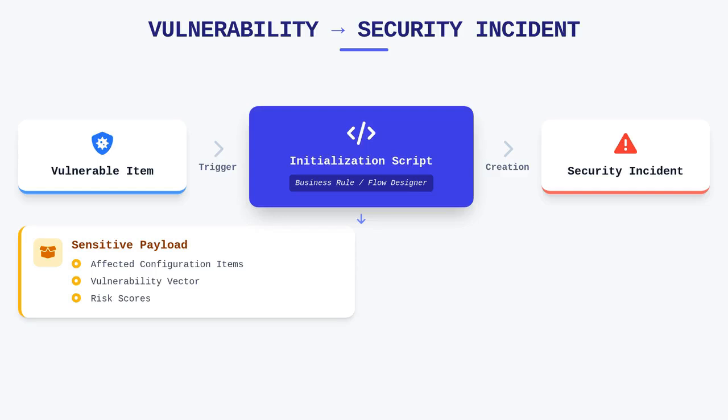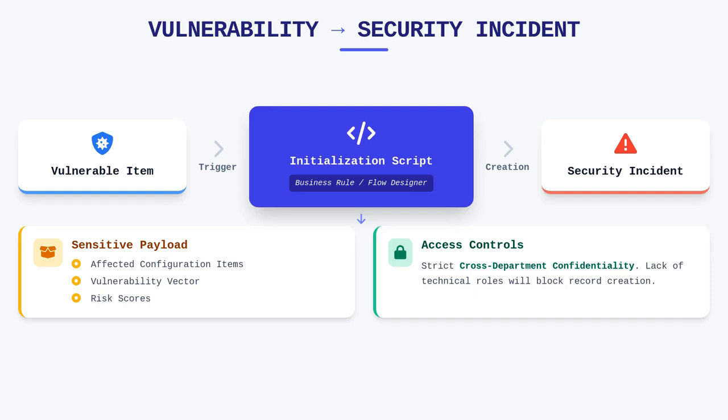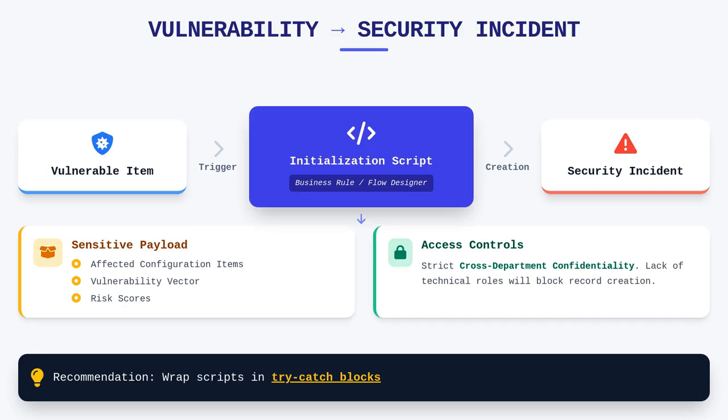We must treat this payload with extreme care because it often contains information that is subject to cross-department confidentiality controls. If a user does not have the necessary technical role or the correct departmental access, the platform will and should block the record creation. My recommendation is to always wrap your initialization scripts in a try-catch block to gracefully handle potential privilege access errors, ensuring that the system logs the failure rather than crashing the current thread during an automated workflow execution.